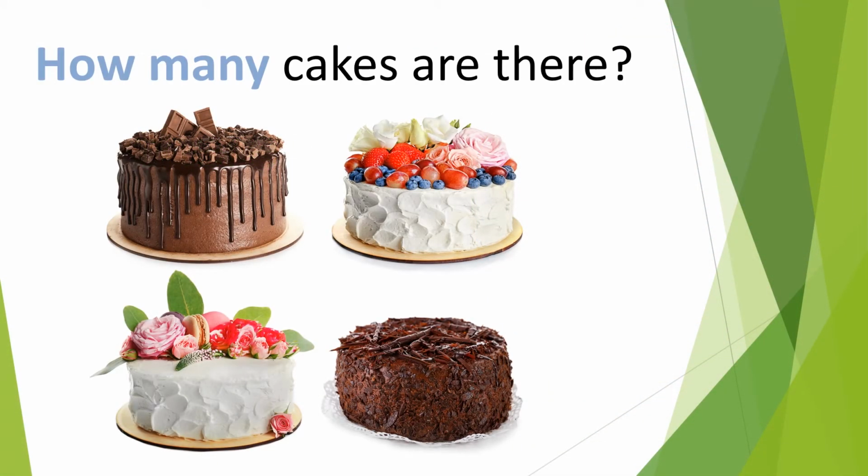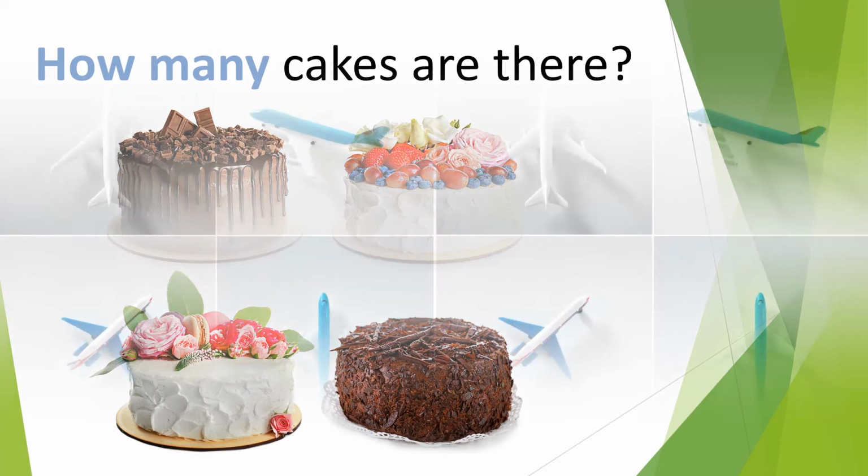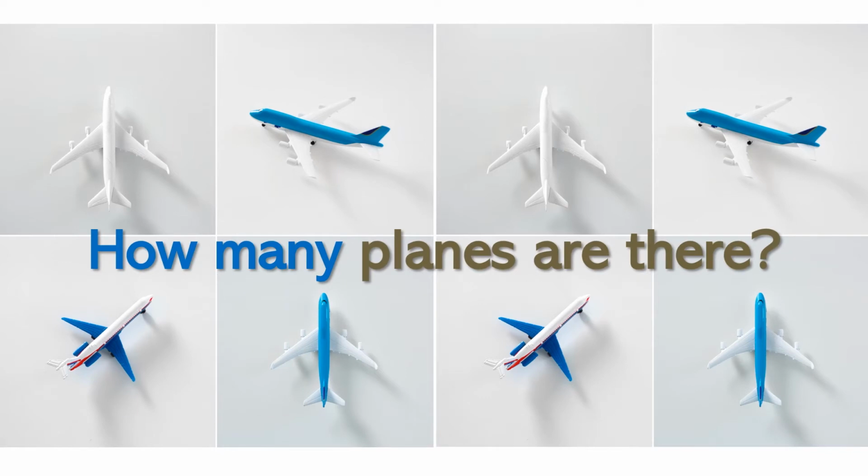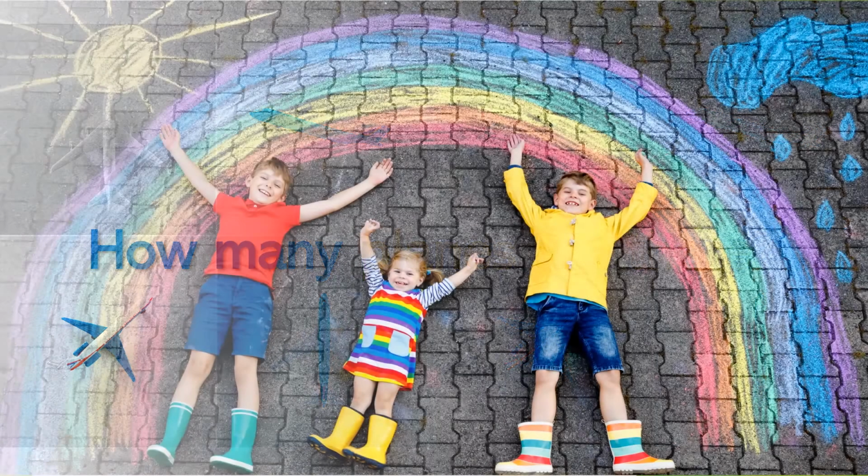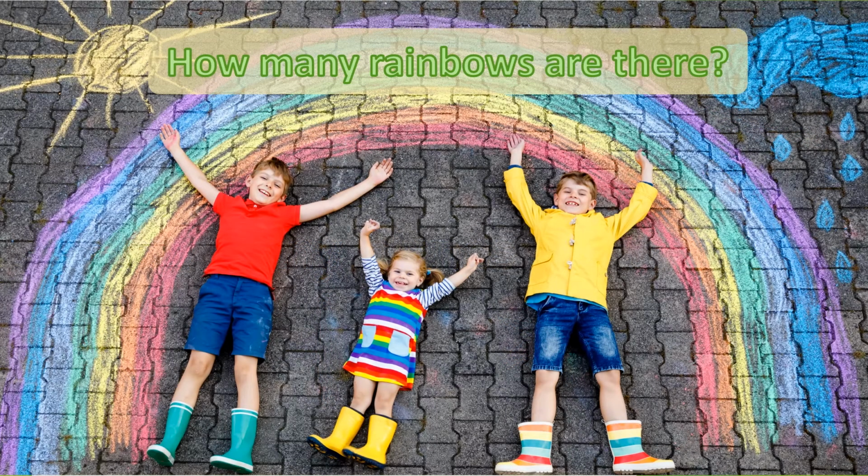How many cakes are there? 1, 2, 3, 4. There are 4 cakes. How many planes are there? There are 8 planes. How many rainbows are there? There is 1 rainbow.